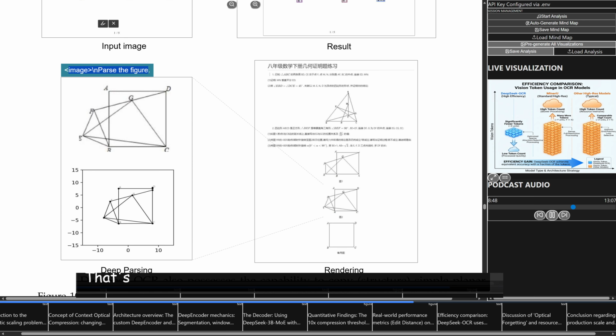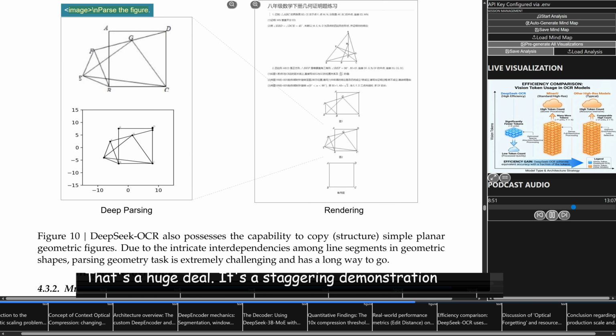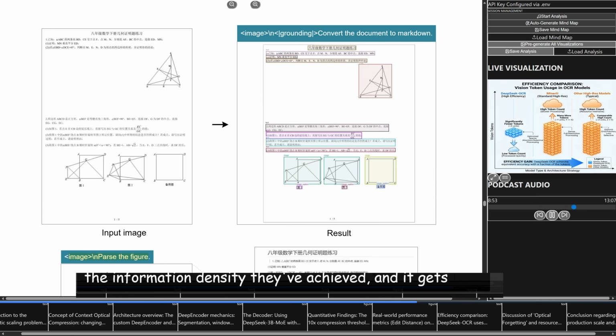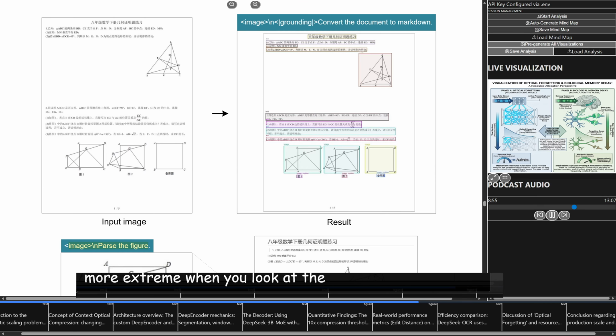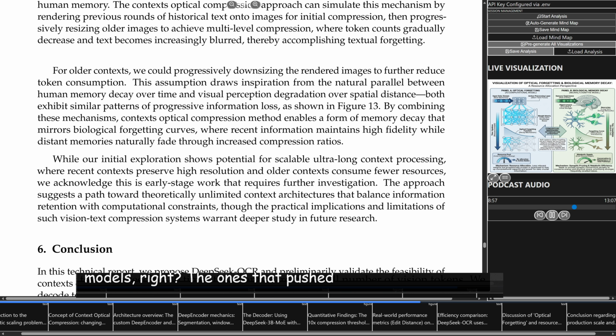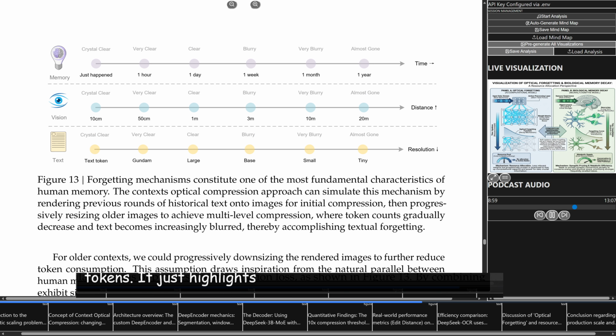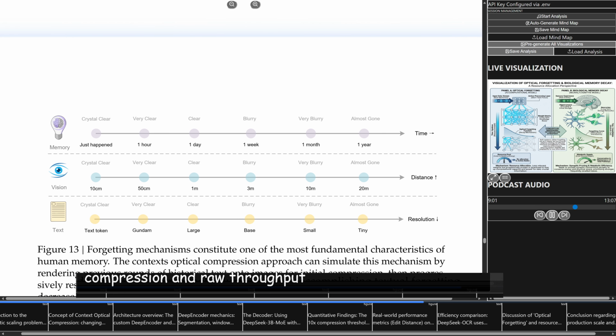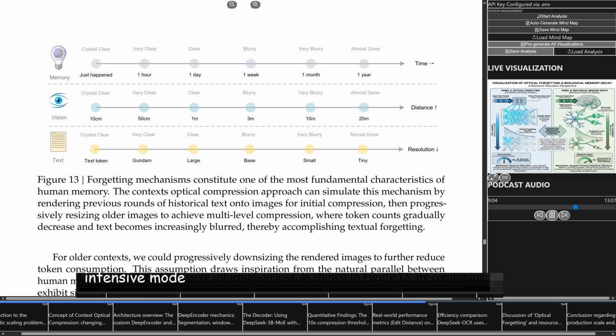That's a huge deal. It's a staggering demonstration of the information density they've achieved, and it gets even more extreme when you look at the ultra-high-res models. Right, the ones that push tens of thousands of tokens. It just highlights the difference between smart compression and raw throughput. DeepSeek-OCR's intensive mode, called Gundam mode, uses fewer than 800 vision tokens per page. With those 800 tokens, it gets an ED of 0.127.